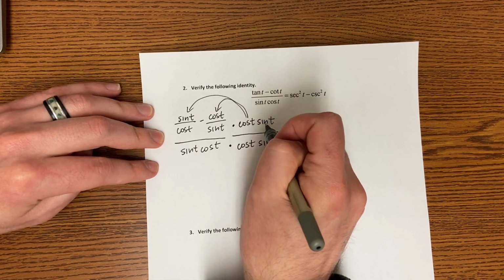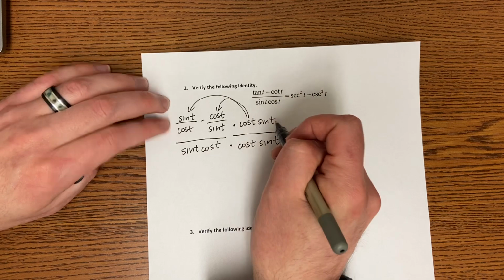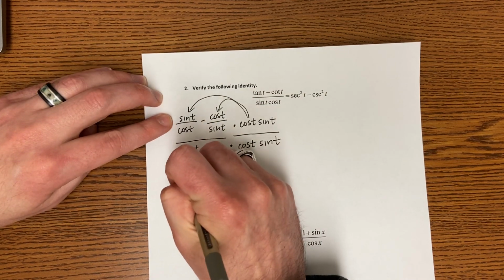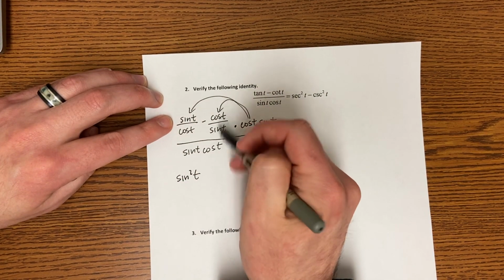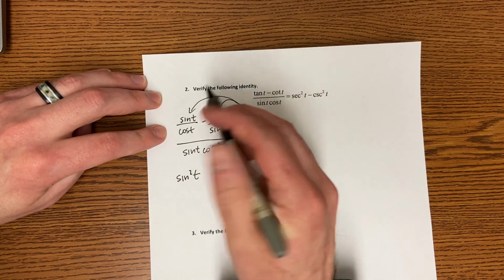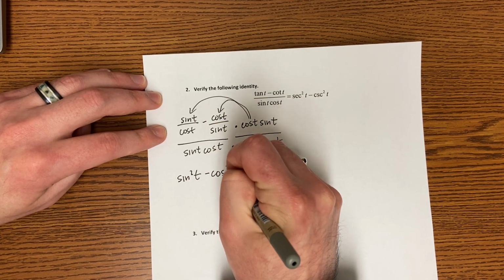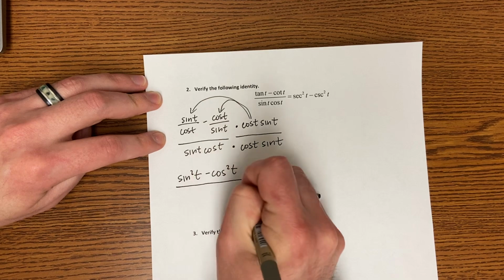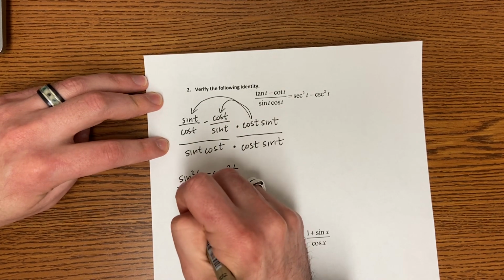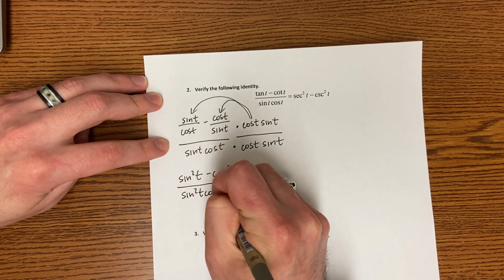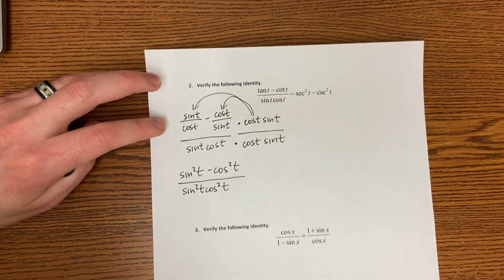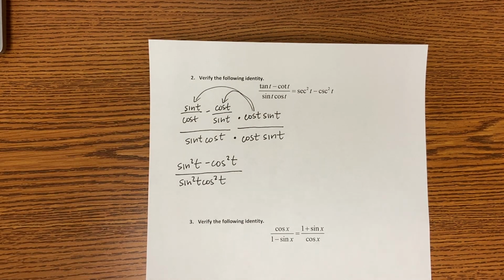So cosine t sine t, here the cosines will cancel and there will be two sines. So sine squared t. In the second part, the sines will cancel and we'll have two cosines. So sine squared t minus cosine squared t over, and in the denominator, I've just got sine squared t cosine squared t, because all the sines and cosines will just group together.